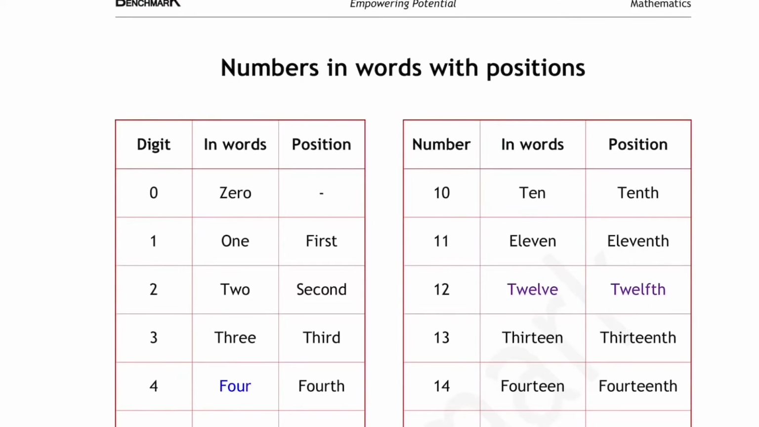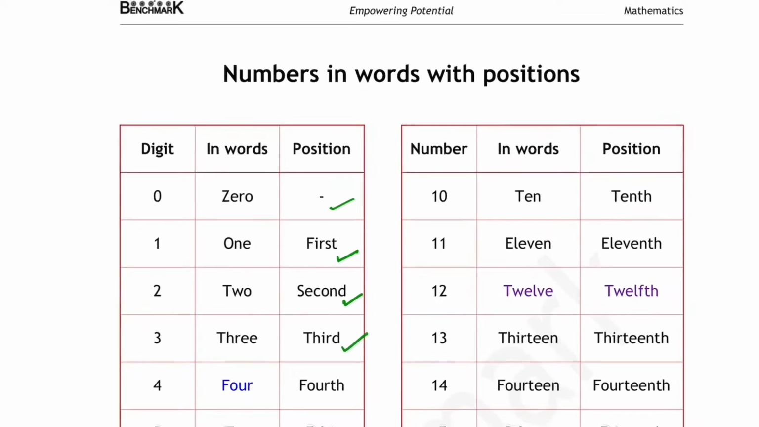I have given the positions here. Now 0, there is no position. 0 is nothing, so if it is nothing, it cannot have any position. The position of 1 is said to be first, 2 is second, 3 is third.